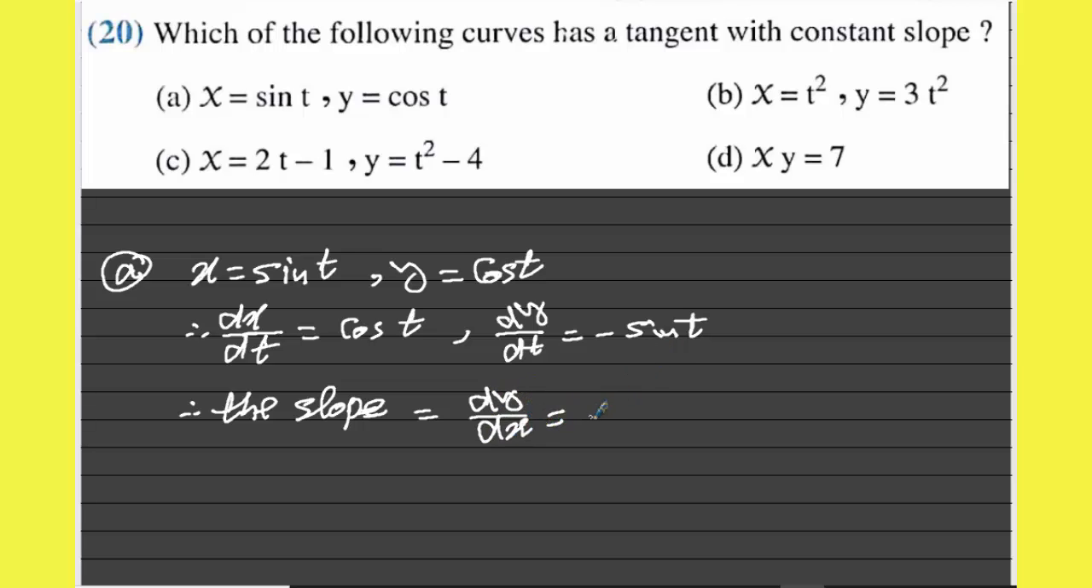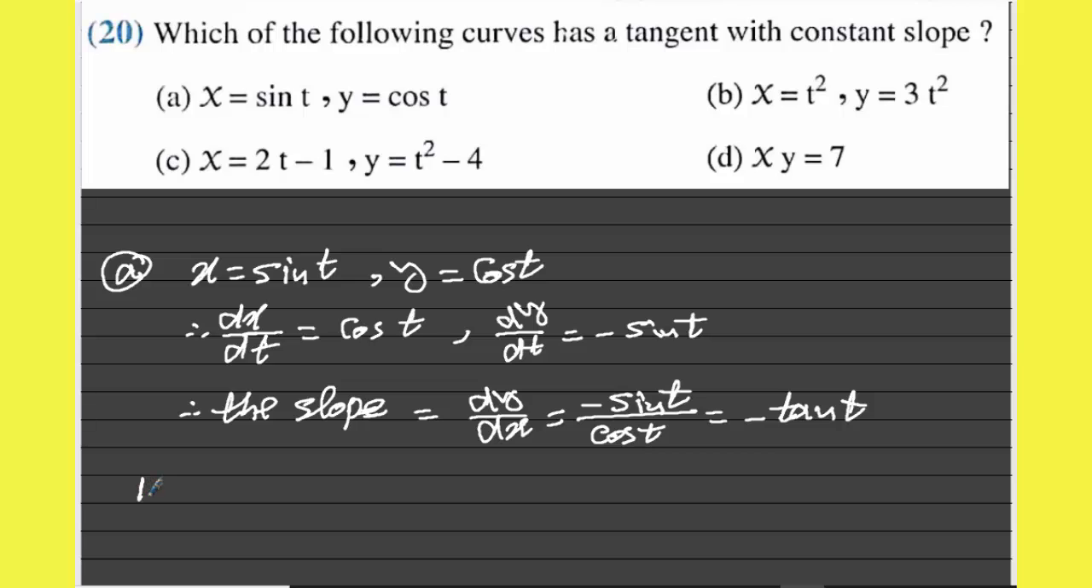dy/dx equals negative sine t over cosine t, which equals negative tan t. It is not constant. The requirement here is to find a constant slope. The slope equals dy/dx, and dy/dx equals negative tan t. It is not constant, it is variable. It depends on the value of t.